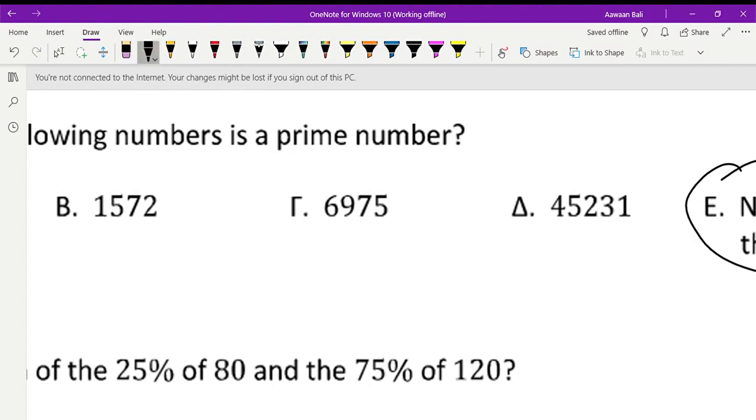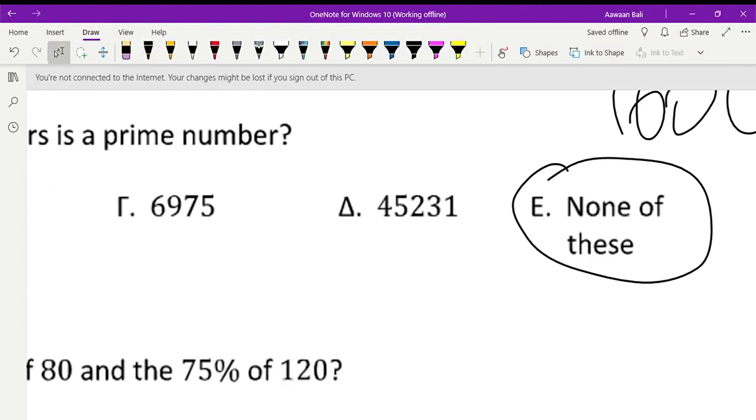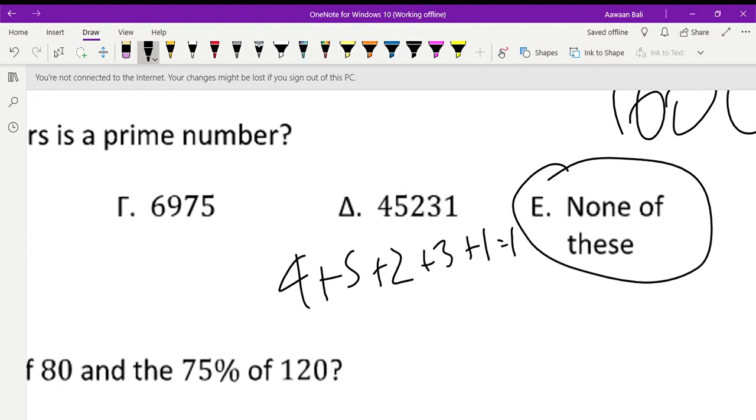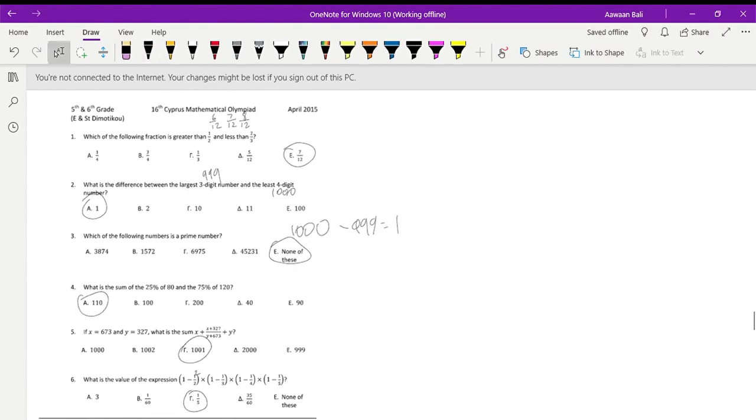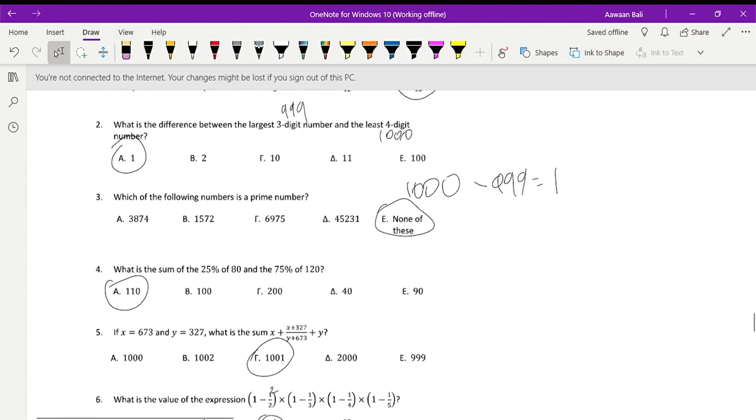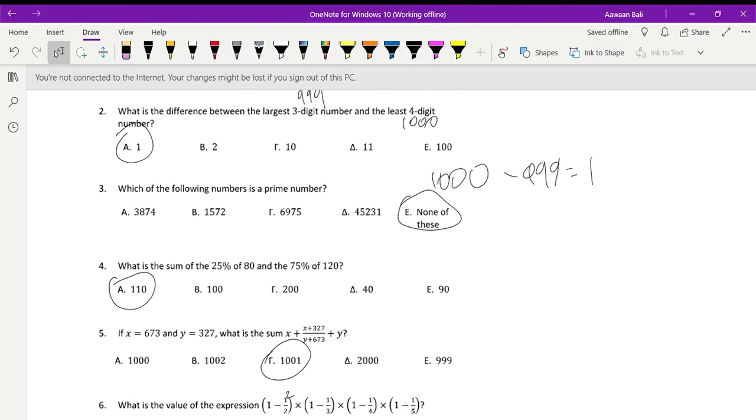Meanwhile, delta is actually divisible by 3, because the divisibility rule of 3 is that if the sum of the digits is a multiple of 3, then it's divisible by 3. Now 4 plus 5 is 9, plus 2, 11, plus 3, 14, plus 1, 15. 15 is divisible by 3, so therefore delta is divisible. 45,231 is also divisible by 3. Therefore the answer is eta, none of these.